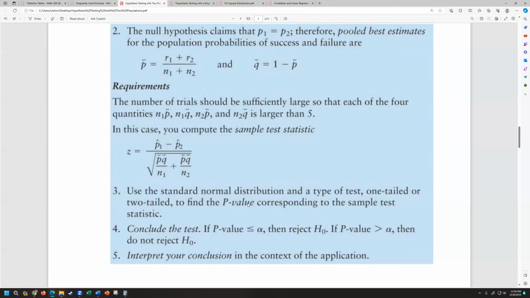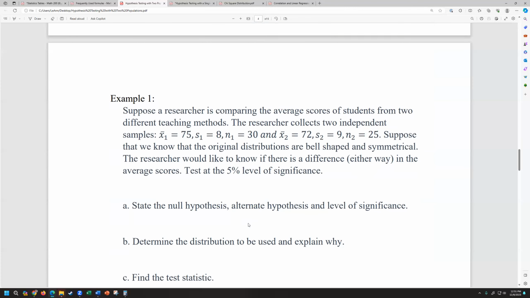Get your p-value using your correct test table. And then if it's less than alpha, we reject the null. If it's not, we do not reject the null. And then we write our conclusion statement. Okay, so that's a lot of information. Let us try some examples.